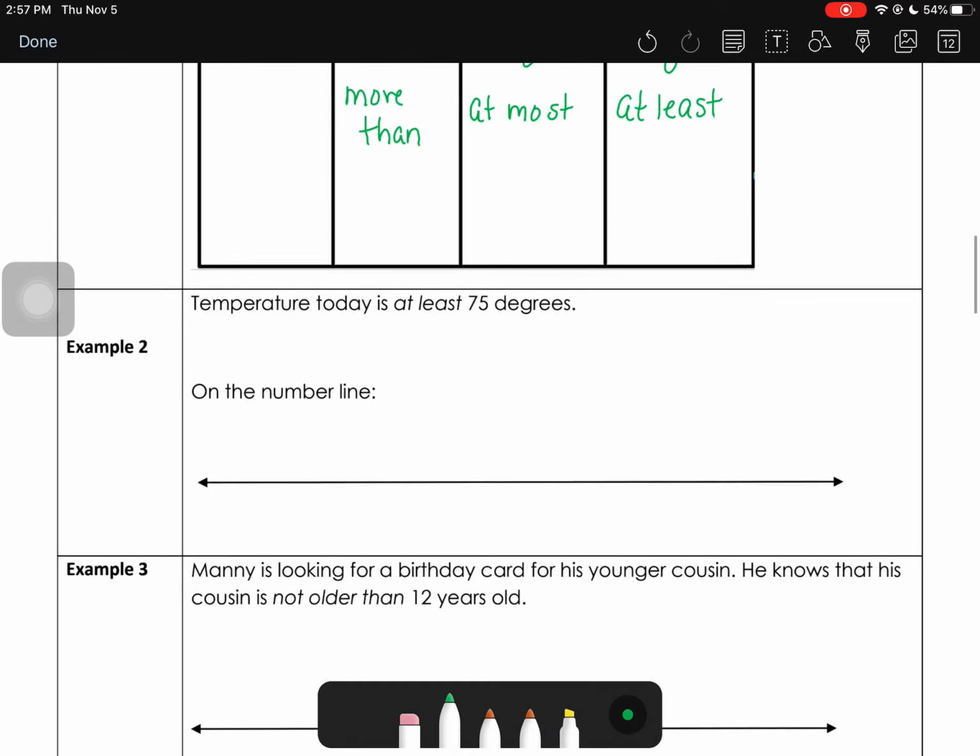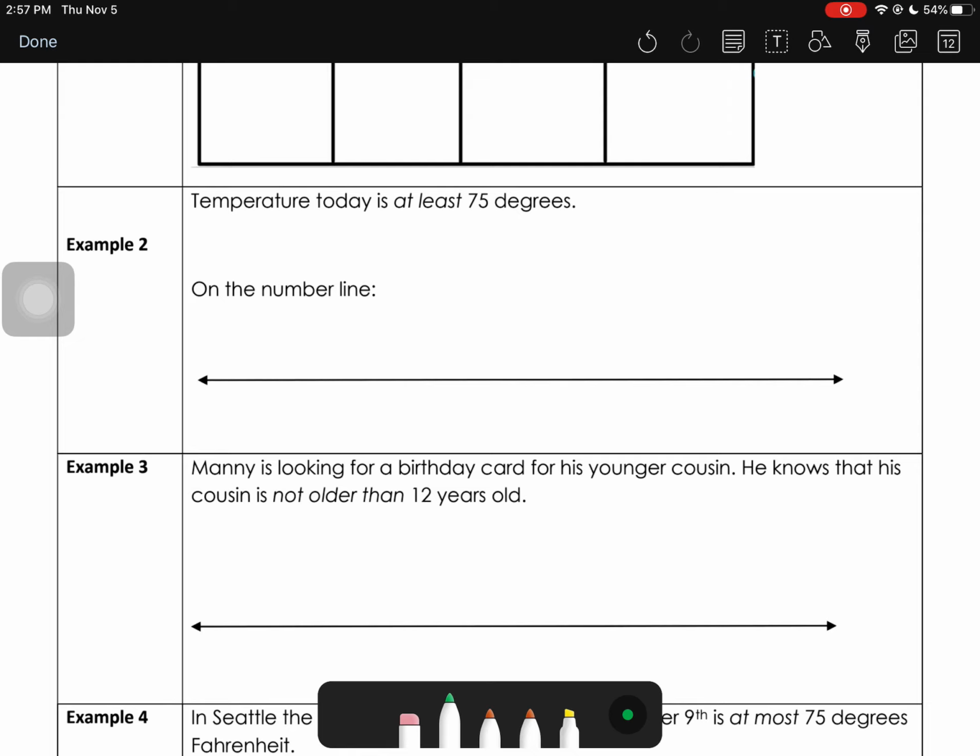So there are other words that we can use to describe those symbols as well. When it says in this next example that today's temperature is at least 75 degrees, we'll put a couple of tick marks before and after the 75. Today's temperature, we don't know what that is, so we're going to call it X. When it says it's at least 75, we're going to put our circle on 75, and since it can be 75, we'll fill it in. But when it says at least, that means it could be that or bigger. So it's greater than or equal to, and we will shade to the right.